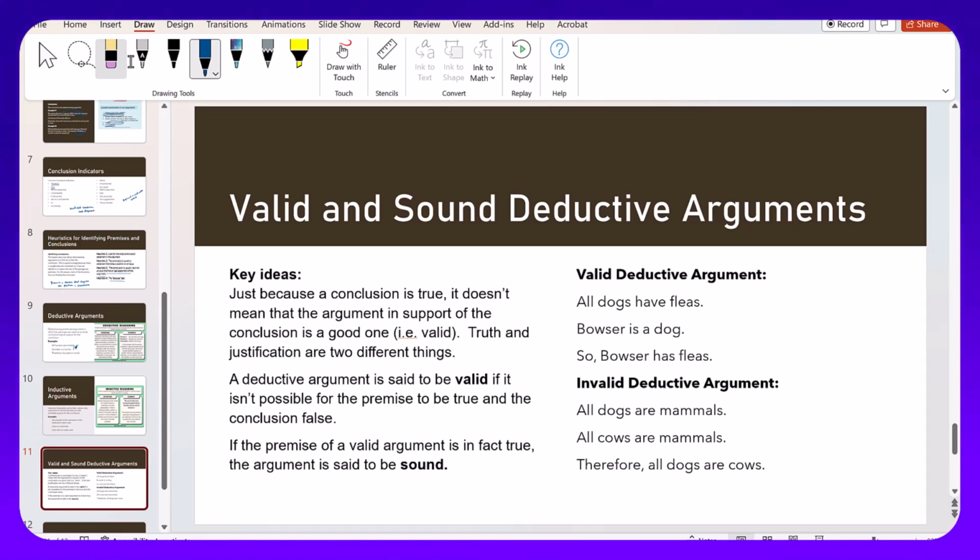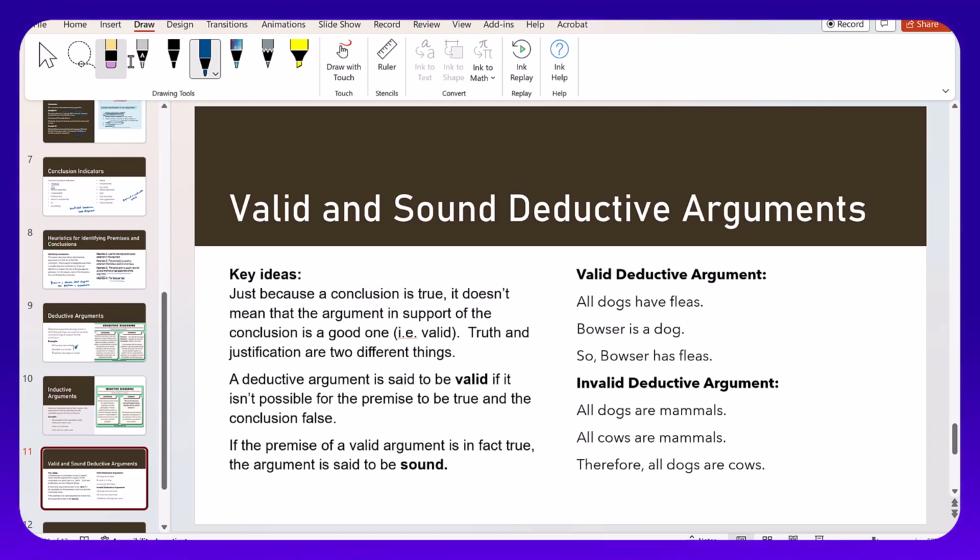Deductive arguments are either valid or invalid, right? Because again, the key, here we go, finally, is this idea that with deductive ones, it is impossible for the premises to be true and the conclusion to be false. That's a valid deductive argument. So, for example, all dogs have fleas, Bowser is a dog. If that premise is true, the conclusion has to be true. An invalid deductive argument, where it doesn't work, is all dogs are mammals, all cows are mammals, therefore all dogs are cows. Well, that can't be a valid deductive argument because it doesn't work.